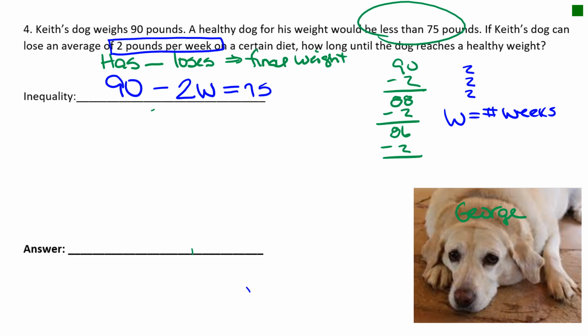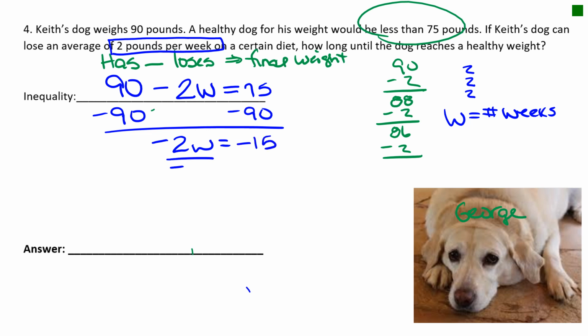Creepy. All right, so let's subtract that 90. So we have negative 2W. Don't lose your sign. 75 minus 90 is negative 15. We're going to divide by negative 2. Be careful, the negatives cancel, and you get 7.5. So in 7.5 weeks, he'll be a healthy weight.